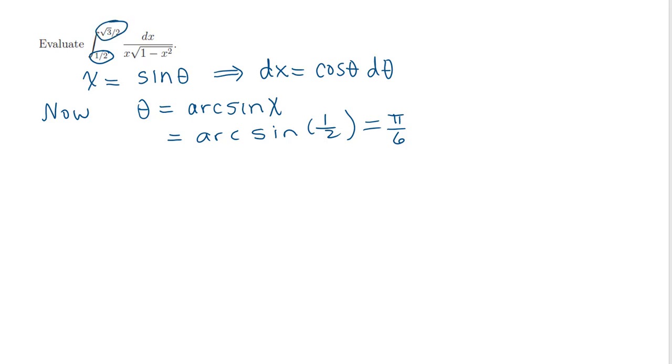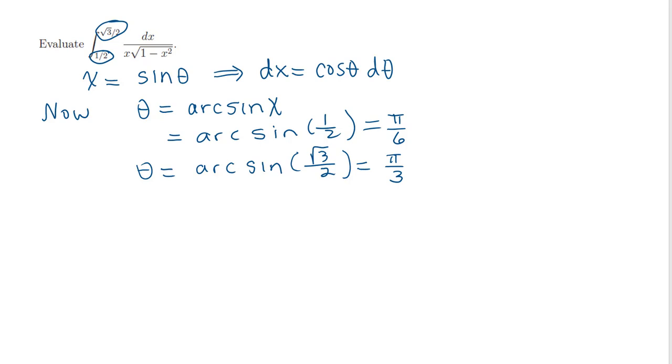Now let's do the upper limit. So here again we'll use theta equals arc sine, but instead of 1/2 let's do square root of 3 over 2. The question is, sine of what gives you the square root of 3 over 2, and that would be pi over 3.